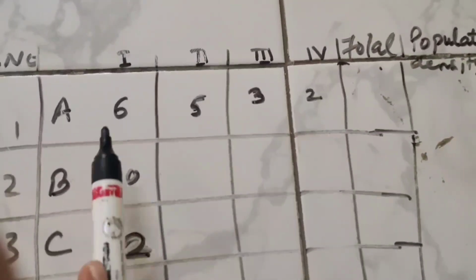Now, this is the number of species. For plant A, in quadrant 1 we are getting 6, just as we have counted. In the second 5, third 3, and fourth 2. Now here we will total this. So how much will this be? 6 plus 5 is 11. Then 14, 16. So the total is 16.